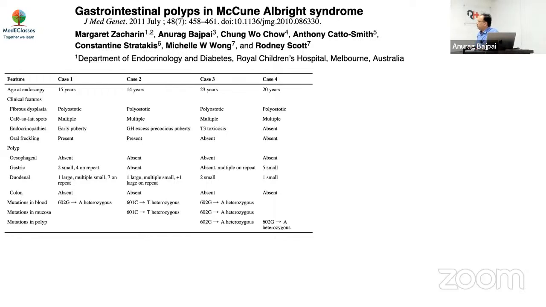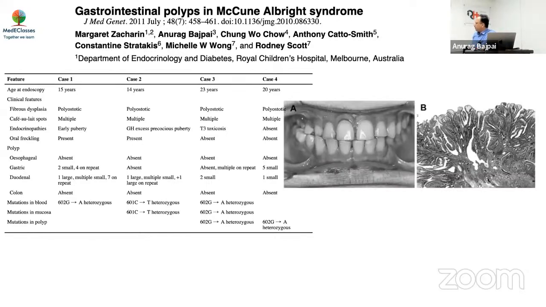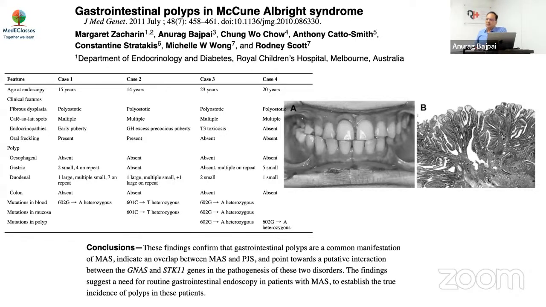So these are four boys, or rather a couple of boys and a couple of girls, all of them had very peculiar lentiginous-like pictures. So they were behaving like Peutz-Jeghers. They were found to have a gastric polyp. And this basically suggests that MAS involvement may be very wide, and we need to be cautious about development of other tumors as well.